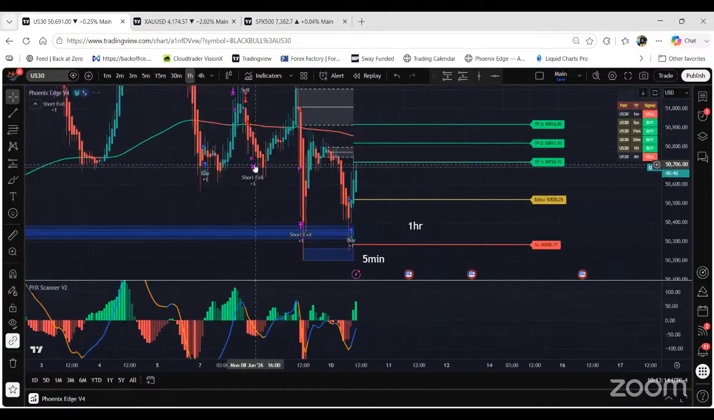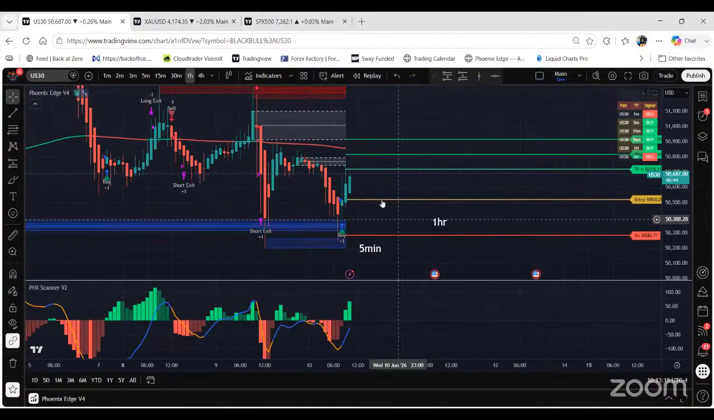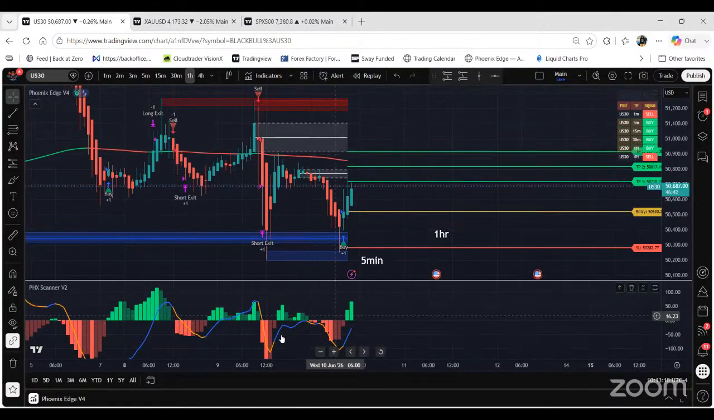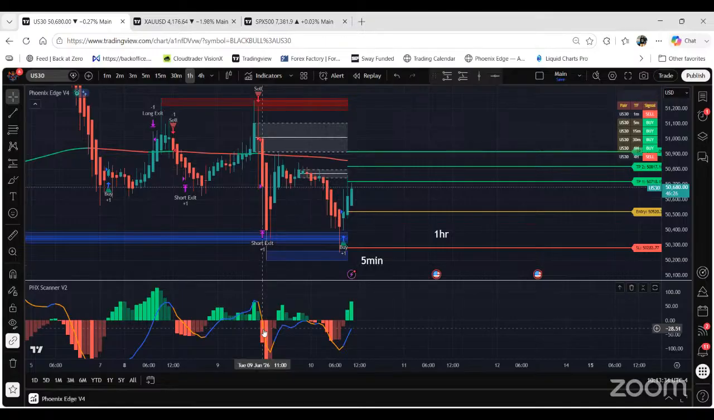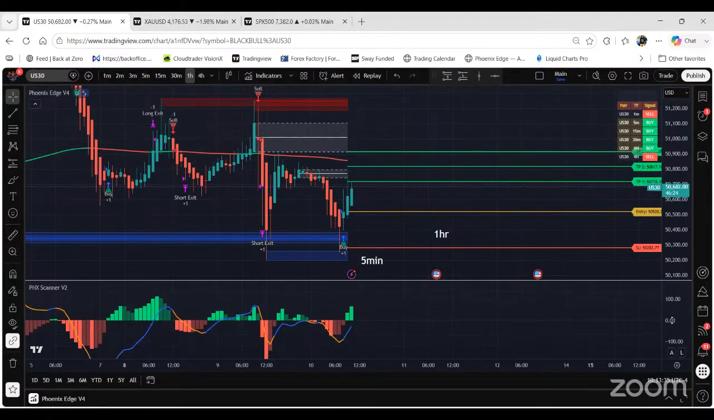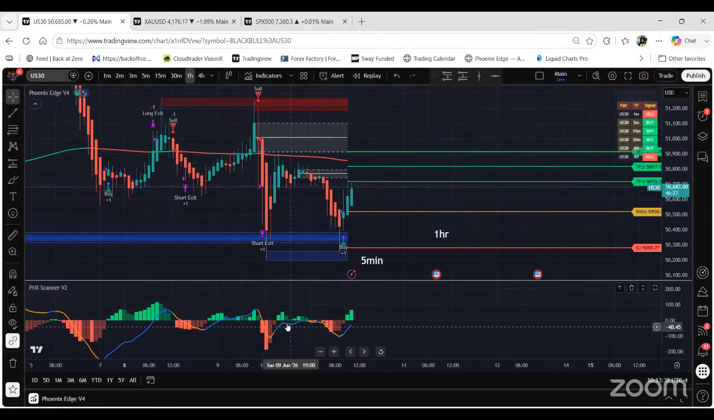Okay. So at the bottom, we have our momentum scanner, which is going to tell you the momentum on the current chart that you're on. So right now we have bright green, which is showing us active buying momentum, vice versa. Bright red is going to show you active selling momentum. And then when it starts to dull out on either color, that means that the momentum is shifting.